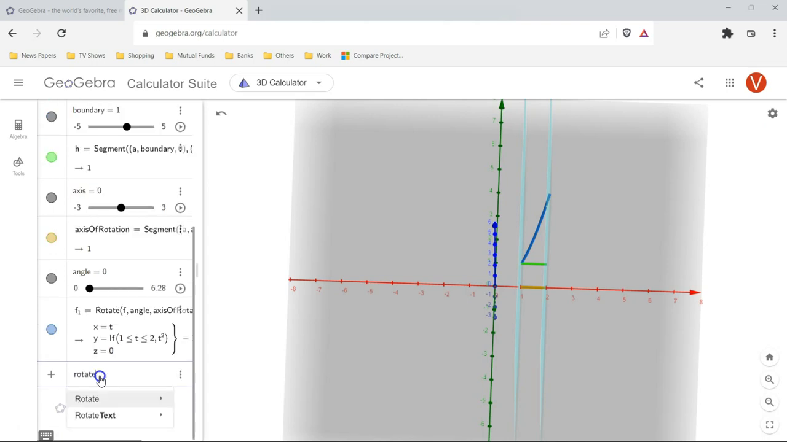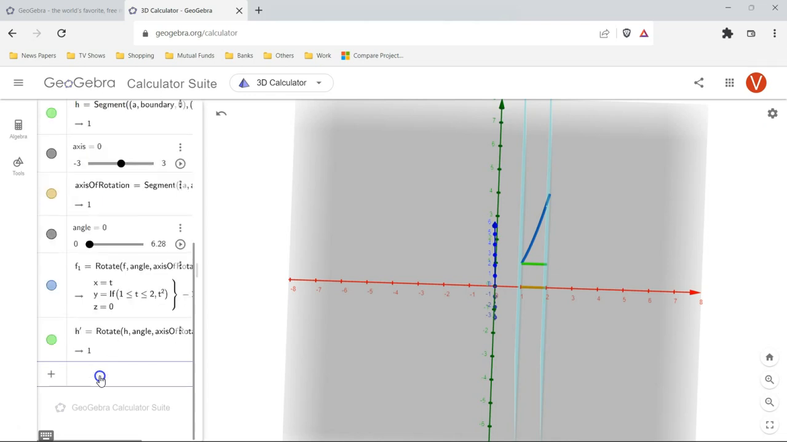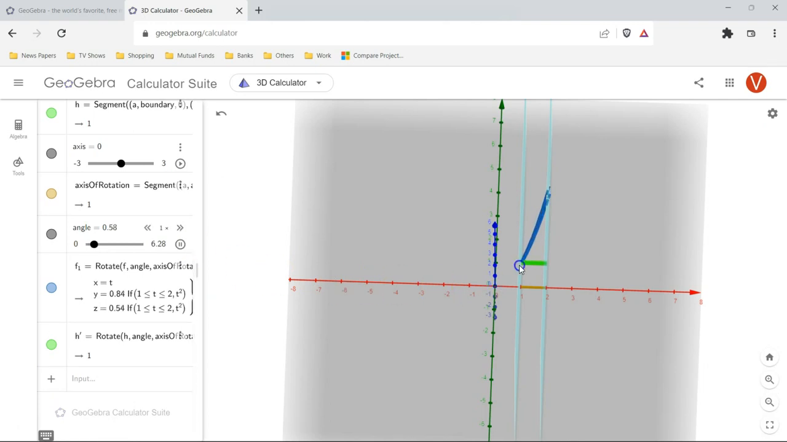Okay. We also have to rotate the green boundary. So rotate, that is green is H, by this angle around the axis of rotation, right? Now let's see what happens. Okay, now if I rotate it, what happens is this, right?